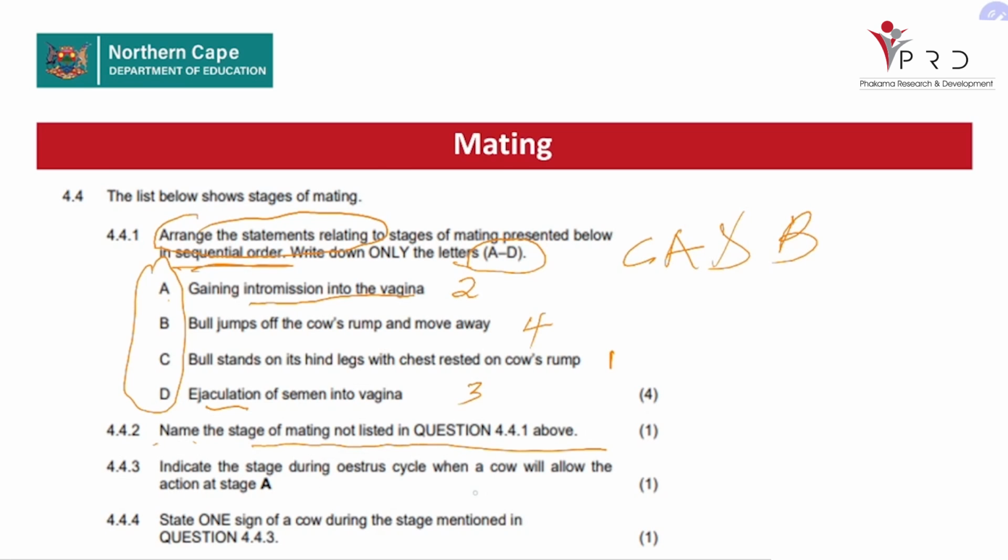Indicate the stage during oestrus when a cow will allow action at stage A. When will it allow? It will allow it during the oestrus stage. Stage 1, sign of a cow during the stage mentioned. You are going to mention oestrus as a stage, because it addresses a stage, not a phase. So, stage 1, sign of a cow during the stage mentioned in 4.4.3. What happens in the oestrus stage?